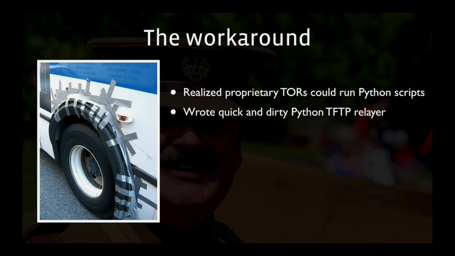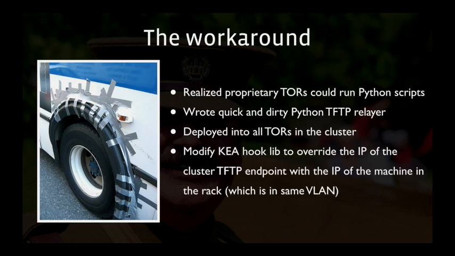Let's write a very quick and dirty Python TFTP relayer that just listens on an interface and relays all the UDP packets to a single IP that you can configure. Okay, next we are going to deploy this everywhere in the cluster. And then because I own the DHCP code base, I can do whatever I want with the outgoing packets. Let's just overwrite the default TFTP IP with the IP of the rack switch for that given box, so that we were basically using the rack switch as routers for TFTP packets.